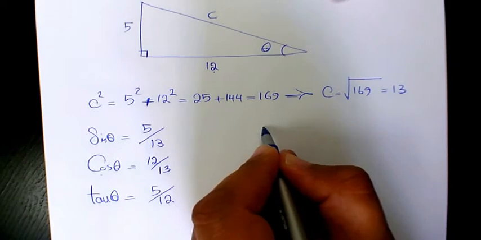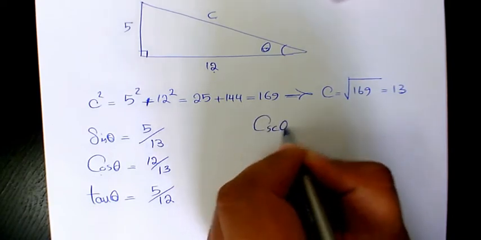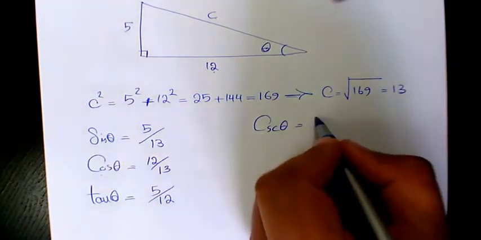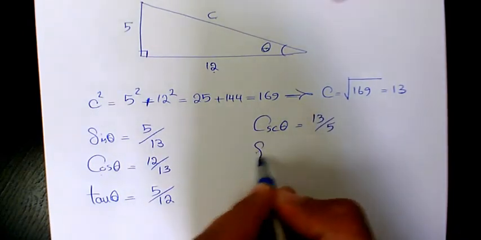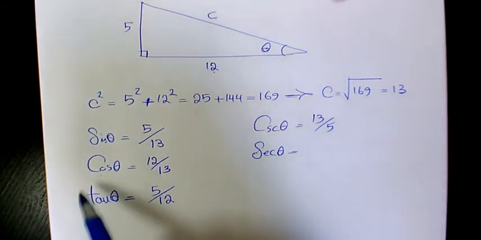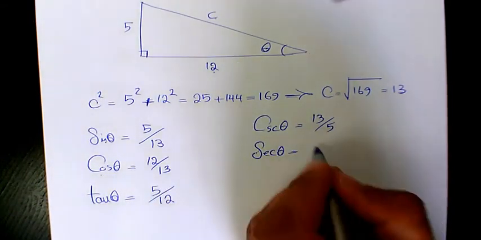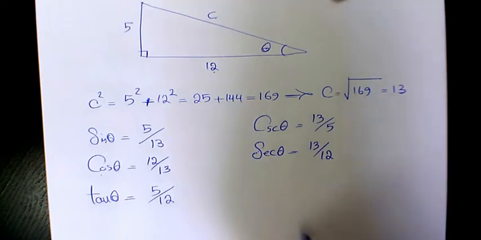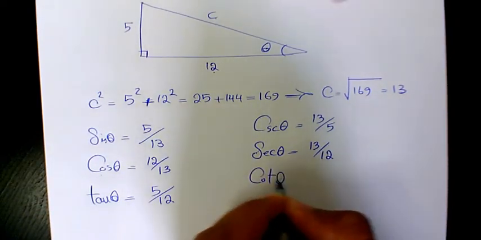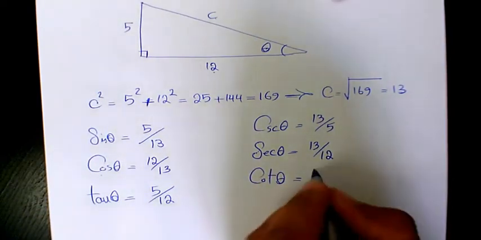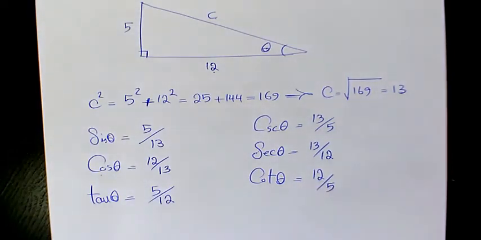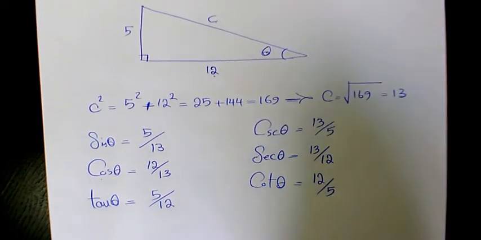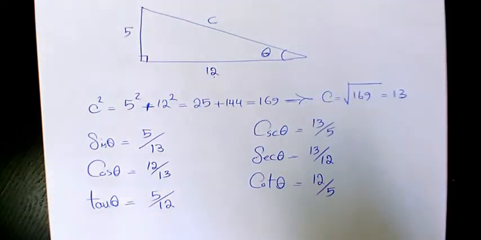Next one is cosecant, for example. Cosecant is the inverse of sine. So it's 13 over 5. We just flip this one. Secant theta is the inverse of cosine. We just flip this one as well, 13 over 12. And cotan theta is going to be 12 over 5. So these are going to be the 6 trigonometric ratios for theta as well.